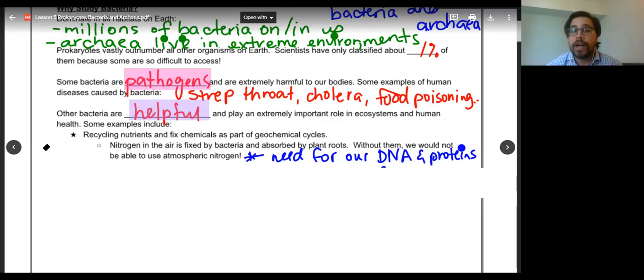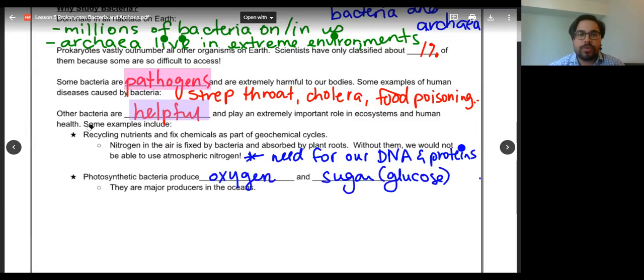It's the bacteria that help to fix nitrogen and allow plants, and humans later on, to absorb that nitrogen. Without them fixing nitrogen into soil or into nutrients, we would not be able to utilize that nitrogen for our DNA and proteins, and life itself would cease to exist the way we know it. So these helpful bacteria that fix nitrogen are quite good at keeping us alive, for lack of a better word.